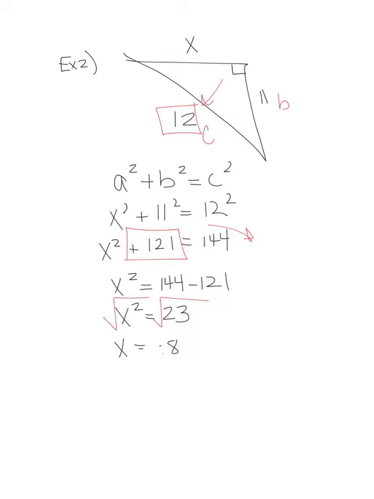So this example is a little bit different. We're following the exact same formula, but since we know the hypotenuse and we're trying to find one of the legs, there is this added step of bringing over that number and isolating for our variable.